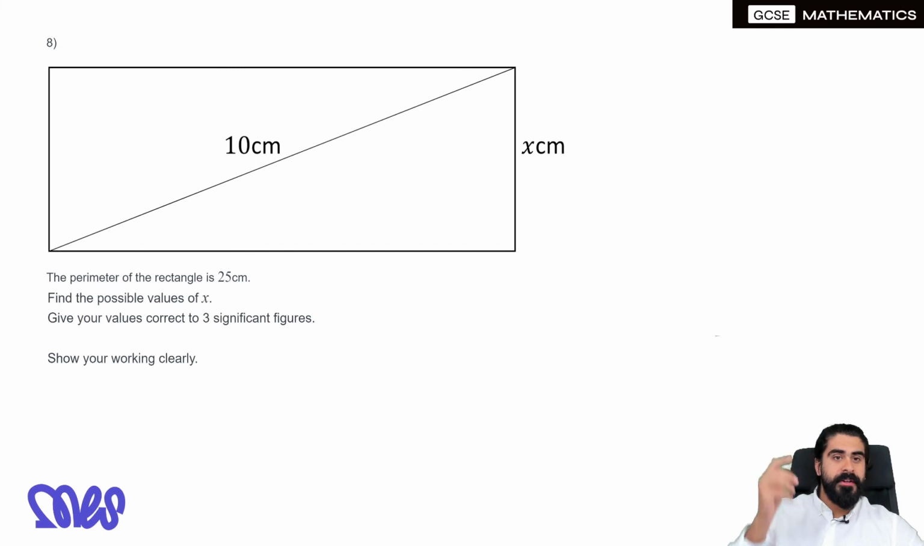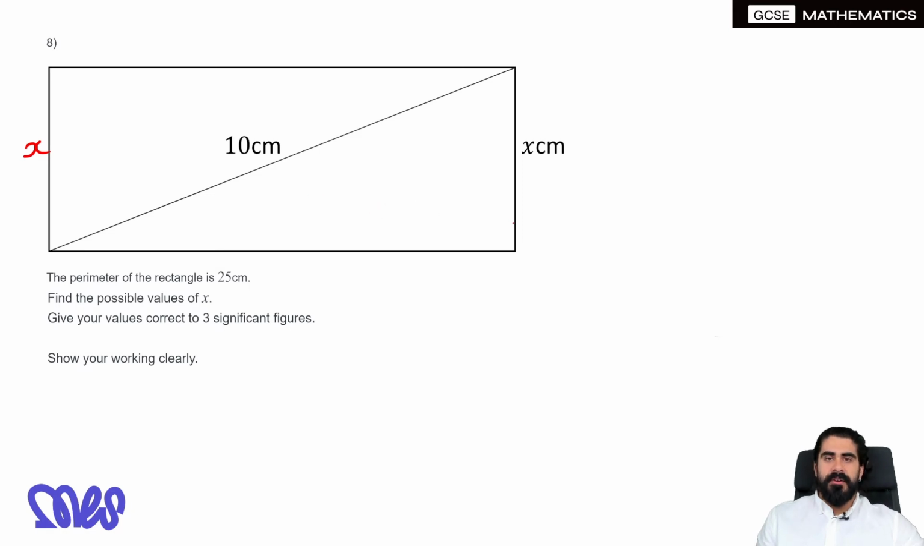Final question, and a really interesting question. It would be regarded as quite a tough one. So it says the perimeter of the rectangle is 25. Find the possible values of x to 3SF. We need the lengths of this rectangle. If this is x, then the other side is x. The problem is we don't know the longer lengths of the rectangle.